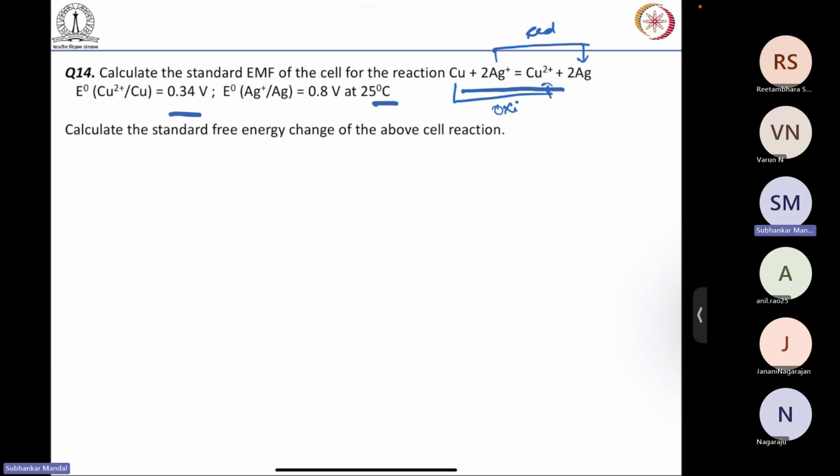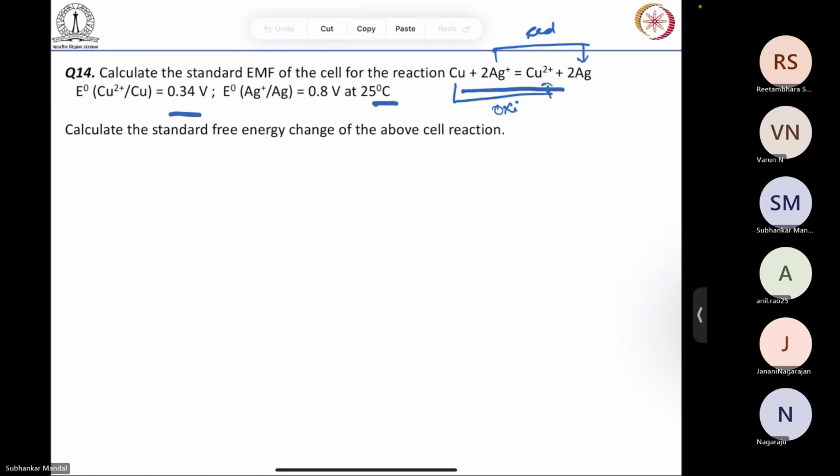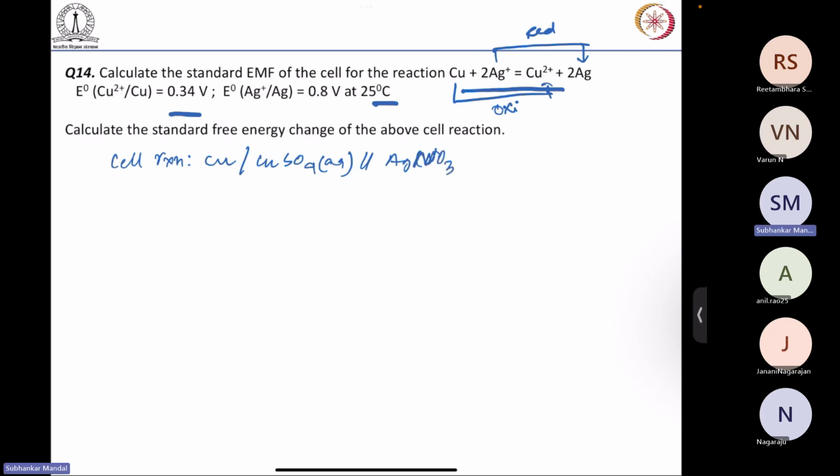Suppose I can construct the cell. How can we present the cell reaction? Copper is going to copper sulfate, Cu2+, maybe copper sulfate I can write. Then it is connected to a salt bridge, and then silver nitrate going to silver. So this way you can write.